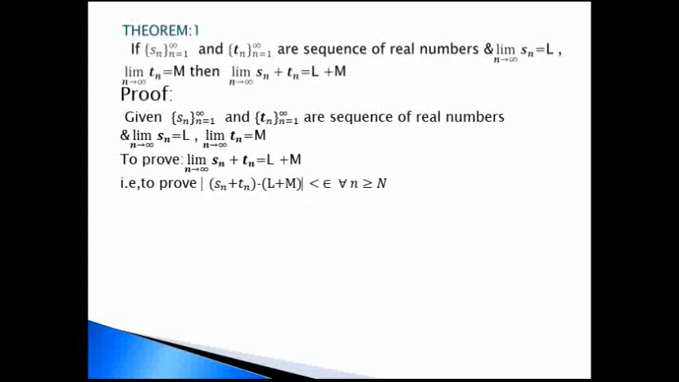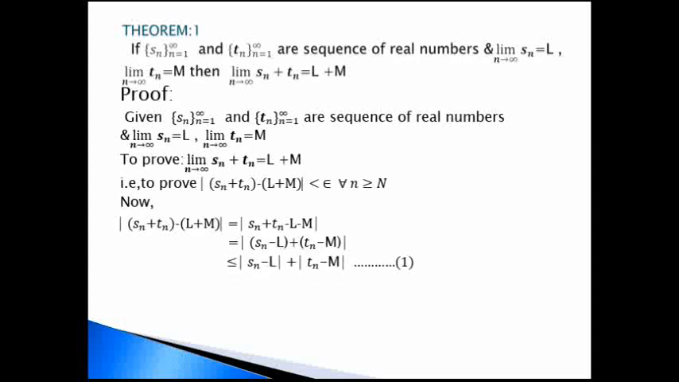Now consider modulus of Sn plus Tn minus (L plus M). We get modulus of Sn plus Tn minus L minus M. Rearrange the sequences and their limits. We get modulus of Sn minus L plus Tn minus M. By triangular inequality, this is less than or equal to modulus of Sn minus L plus modulus of Tn minus M, which is equation number 1.